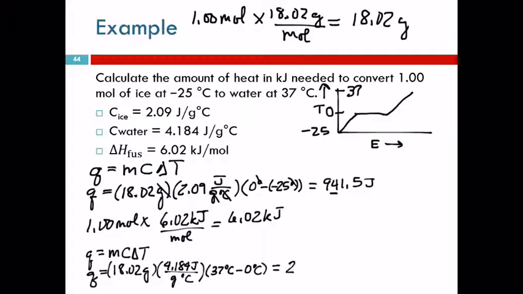And this is 2789.6. Again, only 2 significant figures. Joules. So what I need to do now is add these 3 numbers together to get the amount of energy for the whole process. Can I add joules and kilojoules? No. So I need to convert.